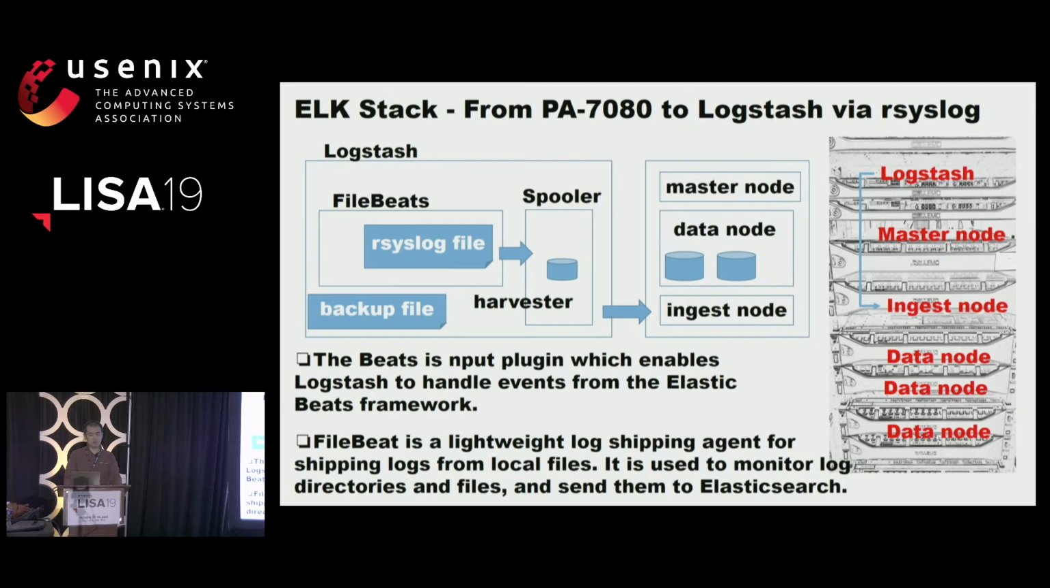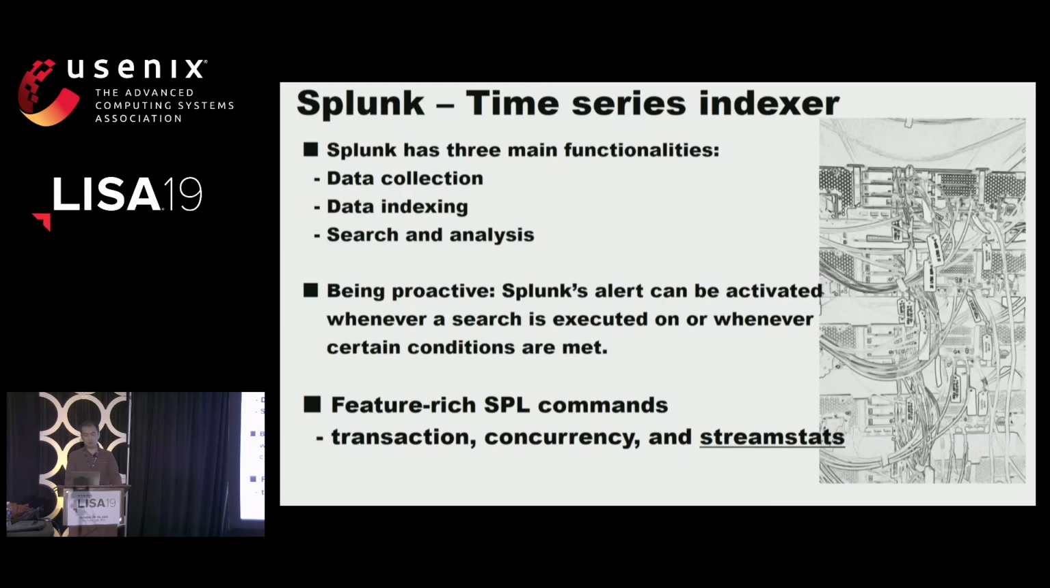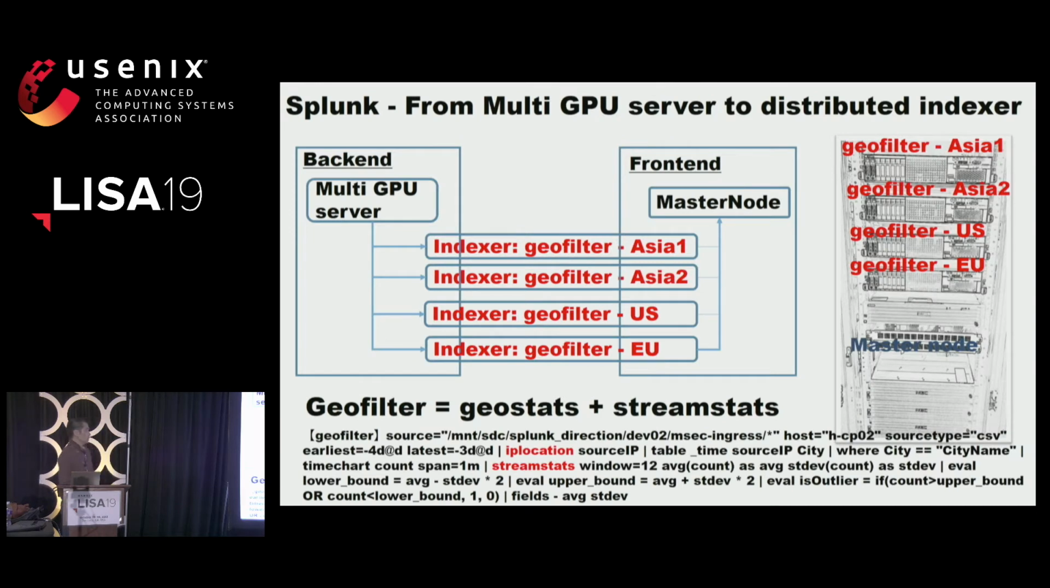And please skip this slide because it is common to use Filebeat to receive the input from the file. And Splunk is a time series indexer. We really love streamstats. Streamstats is really useful for change point detection. And this is how our cluster is constructed. The key point is here, geofilter is geostats plus streamstats. We divide the data into some indexes according to the area, Asia 1, Asia 2, US and EU.